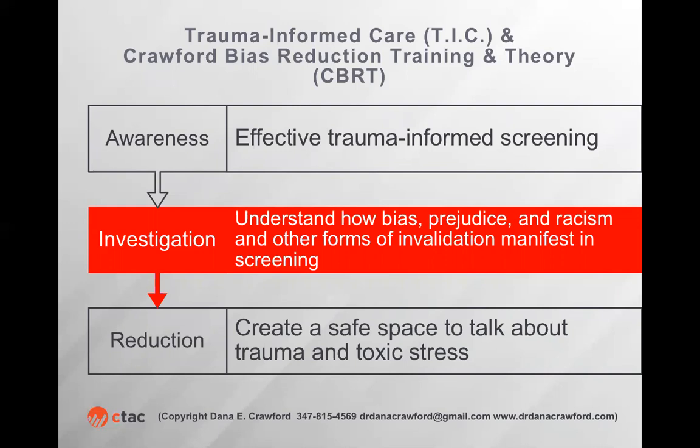Screening is something that is to be used as a guide for understanding families better, understanding young people better, and helping them understand their own journey better. So we can't do that if we haven't done that for ourselves as providers, as educators, as counselors, as teachers. We can't do those things until we understand our own journey. So the next piece is really the investigation of understanding how bias, prejudice, and racism manifest. What does it look like in our screening?